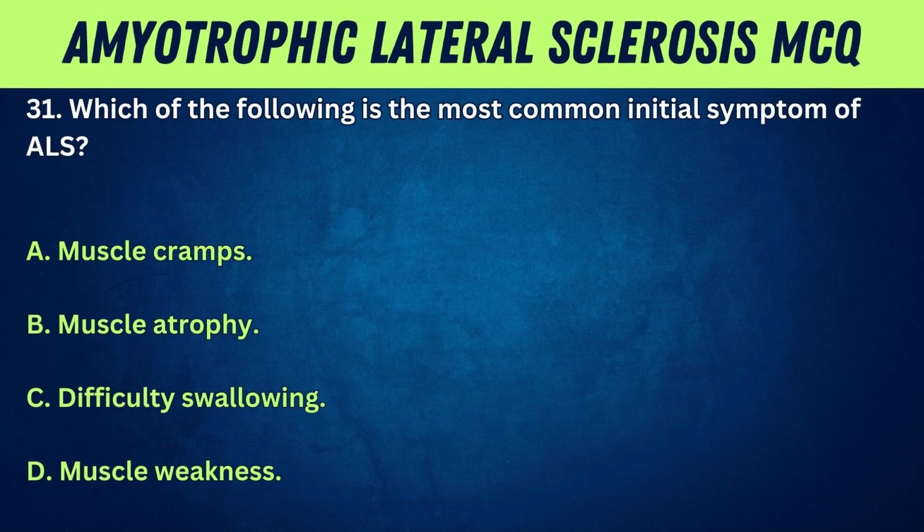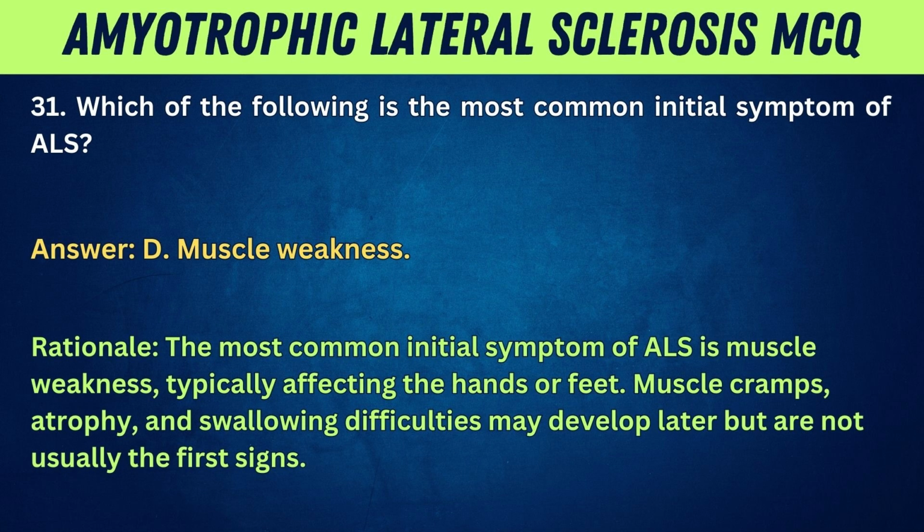31. Which of the following is the most common initial symptom of ALS? A. Muscle cramps. B. Muscle atrophy. C. Difficulty swallowing. D. Muscle weakness. Answer: D. Muscle weakness. Rationale: the most common initial symptom of ALS is muscle weakness, typically affecting the hands or feet. Muscle cramps, atrophy, and swallowing difficulties may develop later, but are not usually the first signs.